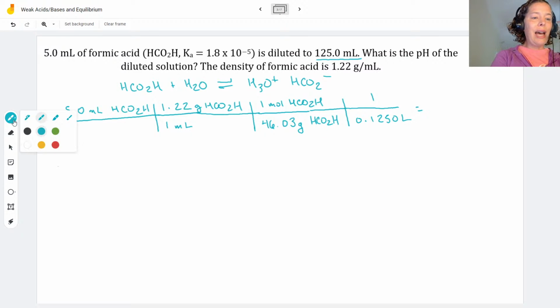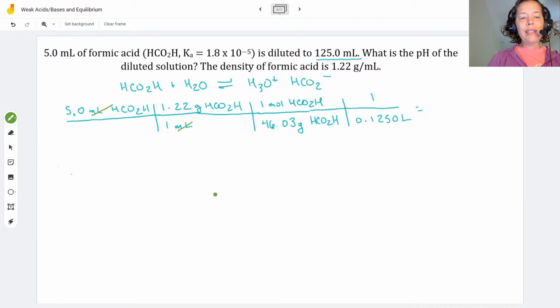So see what has happened here to my units. My milliliters of formic acid have canceled, my grams of formic acid have canceled, and now I have moles over liters. So this really is just a dimensional analysis problem, but I know when you read the problem, it feels like, what? How do I do this? This is why I think it's so important to have strong dimensional analysis skills. Let your units lead you to the answer that you want. Okay, I did this calculation.